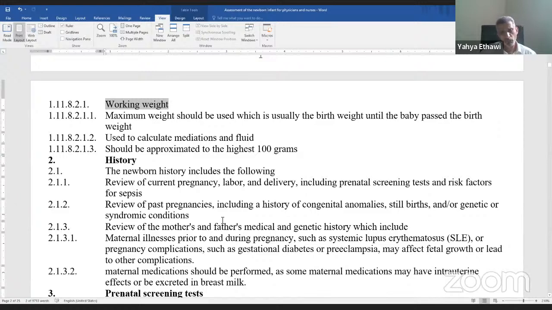We also have another type of weight. We have the target weight, where we want to reach with the weight when the baby is growing. But this is not the purpose. It's the purpose of neonatal care rather than examination.